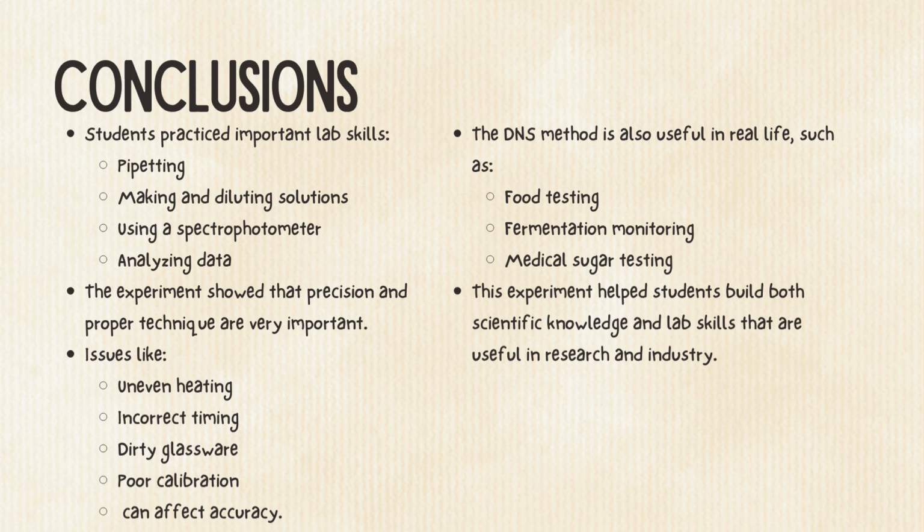Students practiced important lab skills: pipetting, making and diluting solutions, using a spectrophotometer, and analyzing data. The experiment shows that precision and proper technique are very important. Issues like uneven heating, incorrect timing, dirty glassware, and poor calibration can affect accuracy.